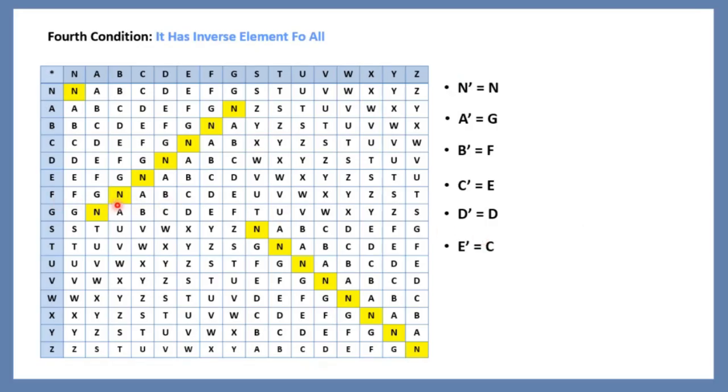So F, identity element N to B. So the inverse of F is B. Then next G, from G to the identity element N to A. So therefore the inverse of G is A.